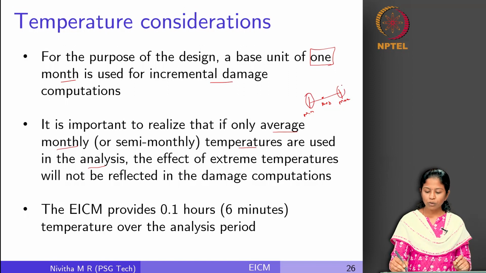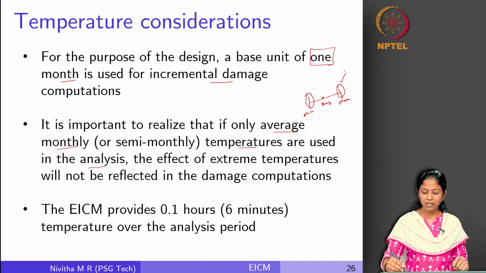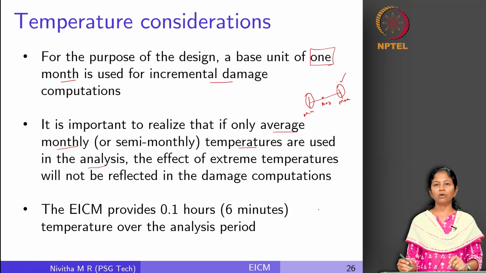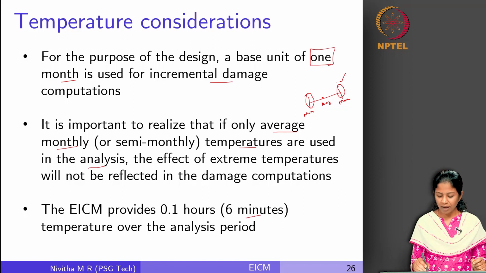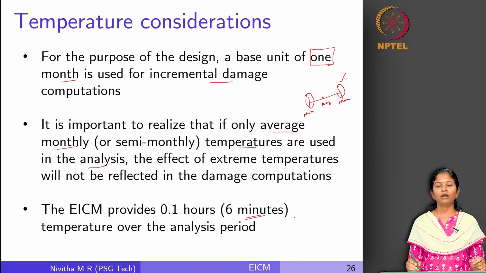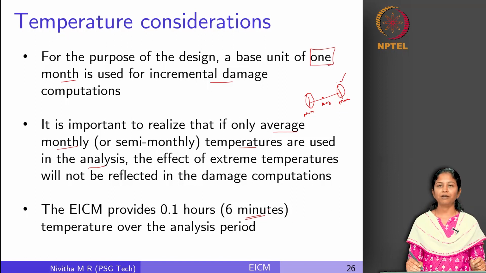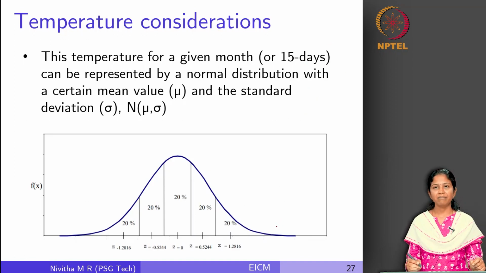Here, we are not going to quantify the end effects, the extreme temperature effects, especially the influence of this high temperature here. To take this into account, we are going to do a small analysis on the temperature data. This EICM model is able to provide temperature data for every 6th minute over the entire analysis period. So, the surface temperature will be calculated for every 6th minute, and the corresponding temperature variation along the depth also will be calculated. Now, how do we take into account the extreme effects?